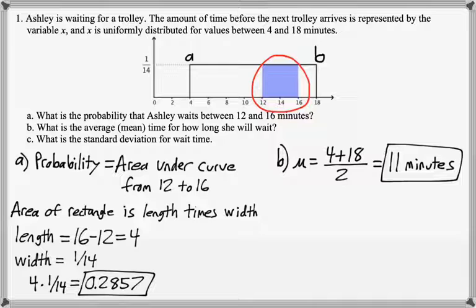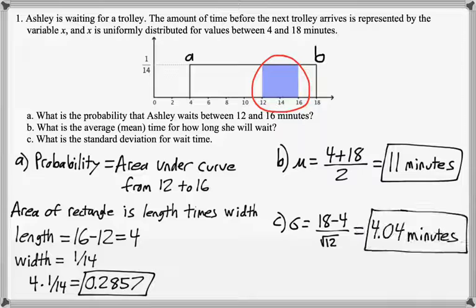Part C says, what is the standard deviation for the wait time? So that's equal to 18 minus 4 over the square root of 12, and that's 4.04 minutes. And one more thing I want to mention about the mean. 11 minutes is exactly halfway between 4 and 18.